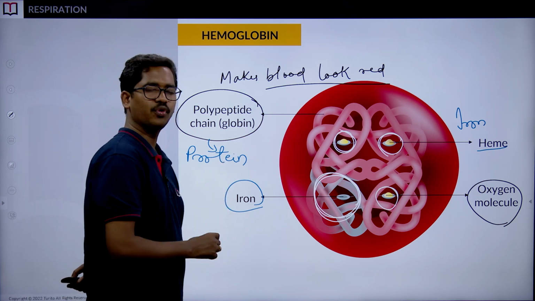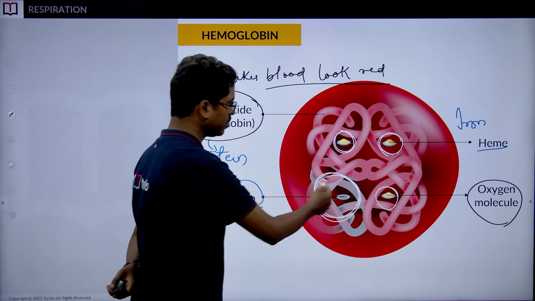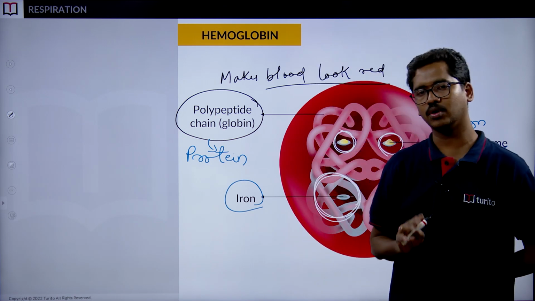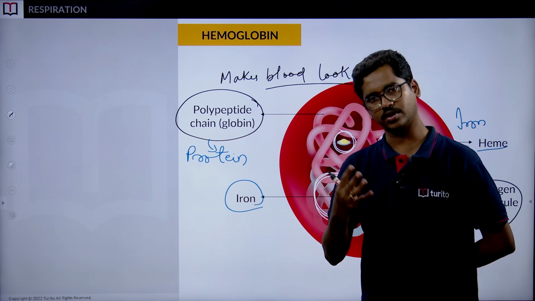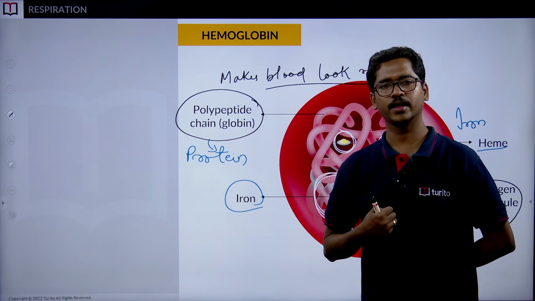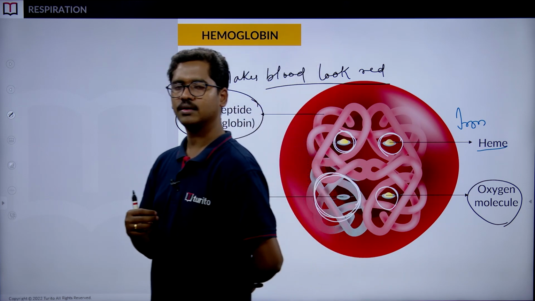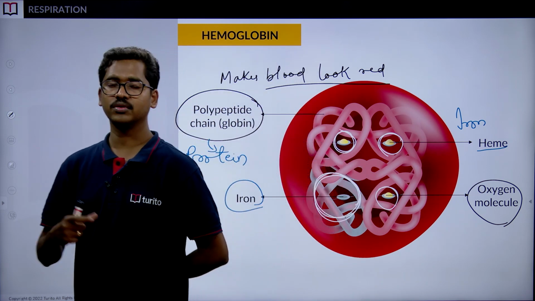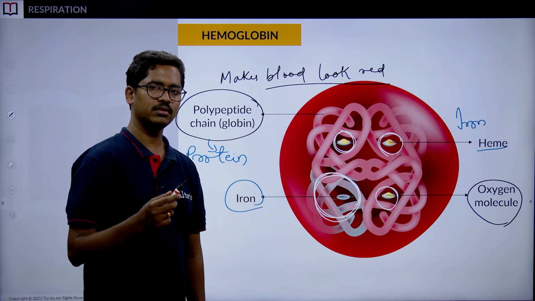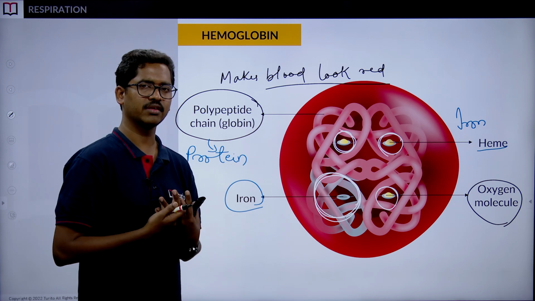So, we have 4 protein chains, different chains inside the hemoglobin, and we have 4 units of iron molecules. They are present so that they can carry oxygen. Now, do you know how they combine, this iron and oxygen? How is it combining? Any guesses?